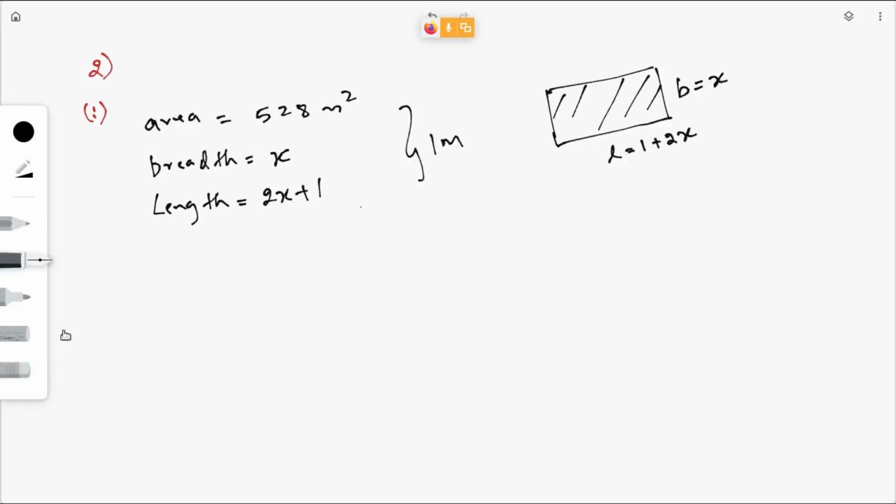Fine. Now area is given. We took breadth as x and then length as 2x plus 1, because it is given that length is one more than twice its breadth. Understood? Okay, then how to make an equation out of this? How can you make a quadratic equation out of this? Anyone?